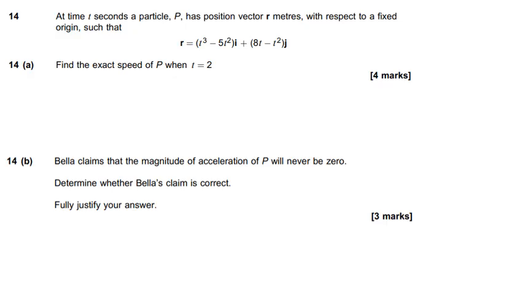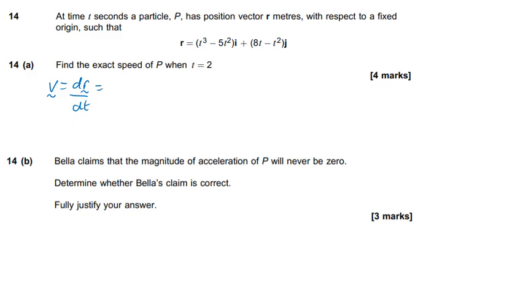Right, next we've got a position vector for a particle, and we want to find the speed of the particle. So the first thing we can do is find the velocity of the particle by differentiating.